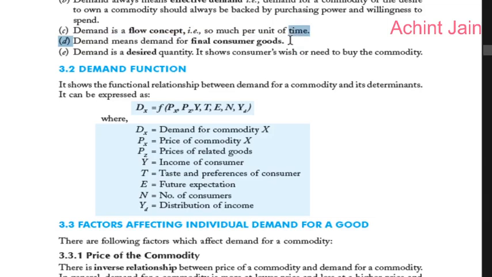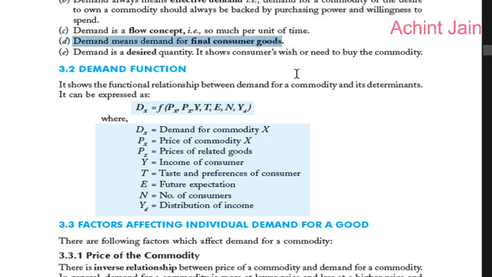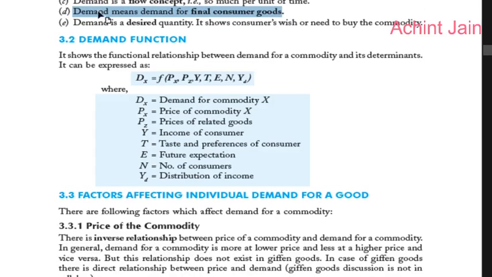Next, demand means demand for final consumer goods. It's not that you will purchase the raw material; you will purchase the final consumer products, and that is related to demand. Even we can say demand is a desired quantity. It shows the consumer's wish or need to buy the commodity.